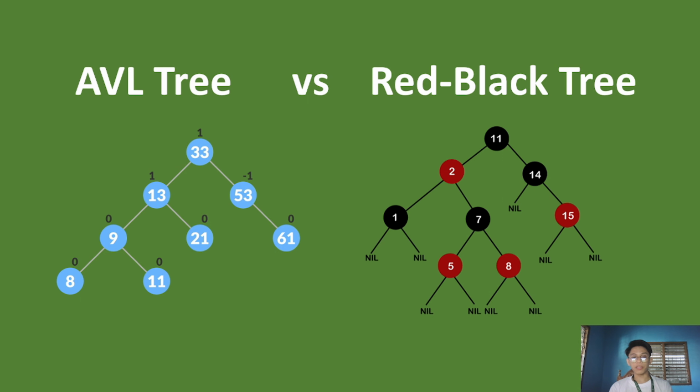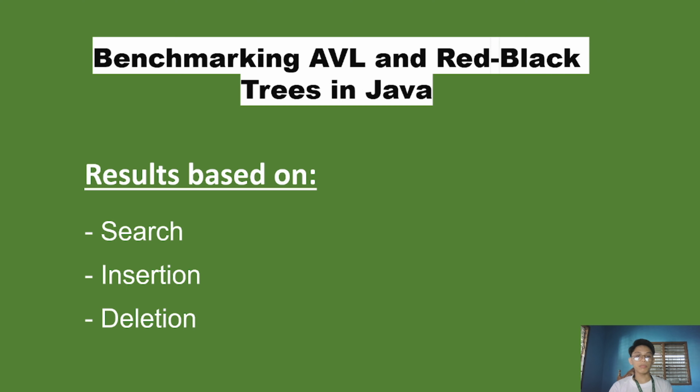So, in this part, we're going to talk about the assessment and the results of the comparison of AVL trees versus other similar algorithms, which here we are going to compare with the red black tree. For us to differentiate them, we did a benchmarking using the Java language. We just researched some code to compare them, and we will talk about the results based on the search time, insertion, and deletion.